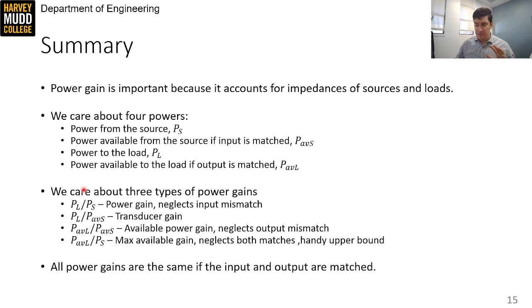And we care about 3 or 4 types of power gains. There's plain old power gain, PL over PS, which neglects the input mismatch. There's transducer gain, which is affected by both input and output matches. There's available power gain, which neglects output mismatch, since we're looking at the power available to the load in the numerator. And there's finally max unilateral transducer gain, this maximum available gain, that neglects both matches. It winds up being just a handy upper bound for us. And all power gains are the same if the input and the output are matched.